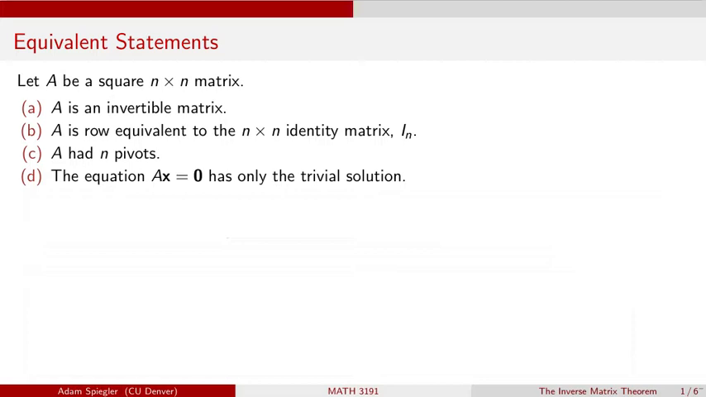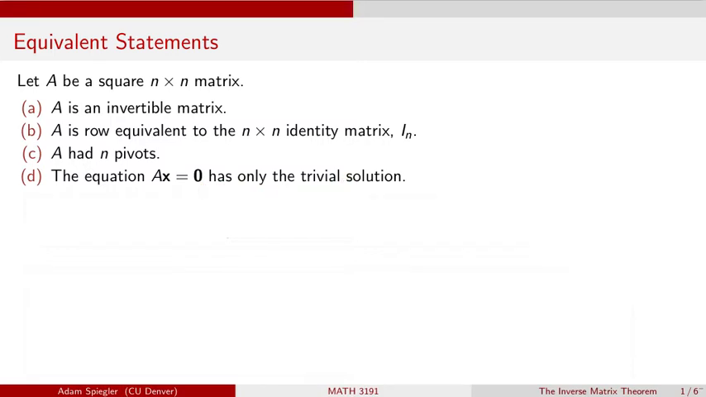So let's start by considering four different statements. Let A be a square n by n matrix. Here are four statements I've labeled A, B, C, and D. Statement A is that A is an invertible matrix. Statement B is that A is row equivalent to the n by n identity matrix. Statement C is that A has n pivots. And statement D is that the equation AX equals 0 vector has only the trivial solution.